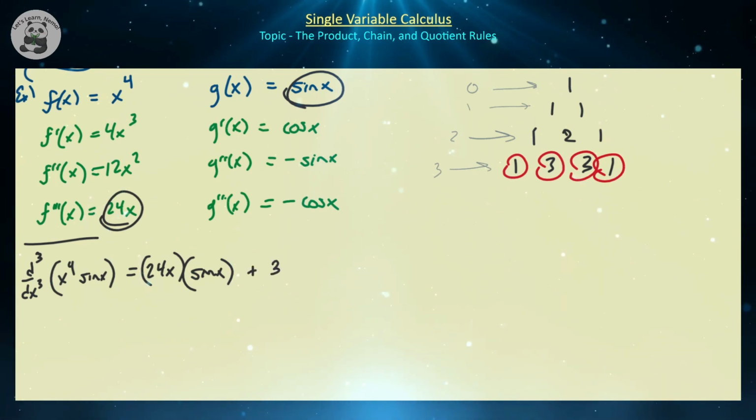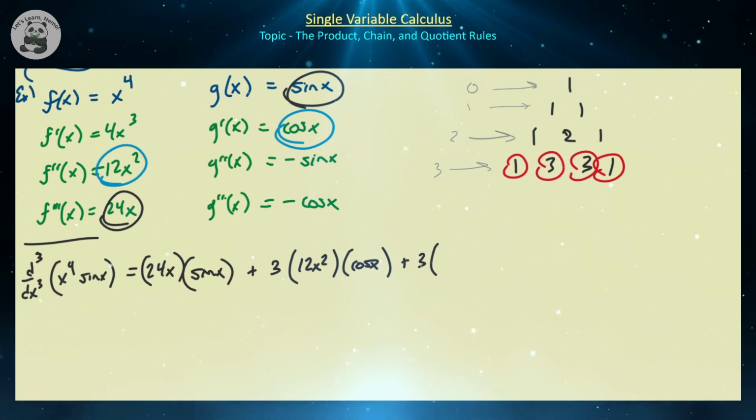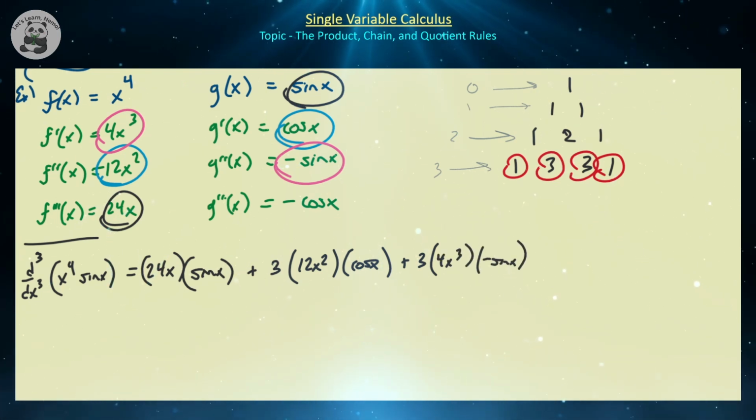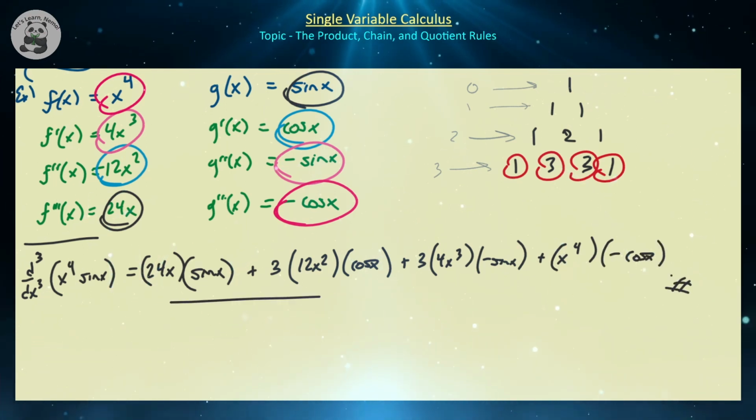And then we're going to be left with 3 times, now we're going to be moving up, so we're going to be moving to those two terms. So that's going to be equal to 12x squared times cosine of x. And then we have our coefficient of 3, and then we're going to be moving up again to those two terms. So that's going to be equal to 4x cubed minus sine x. You might want to move that sign in front of the coefficient of 3, but that's up to you. And then we're going to be moving on to the last term. So that's going to be equal to plus 1, and then times x to the 4 times minus cosine of x. And that would be your answer.